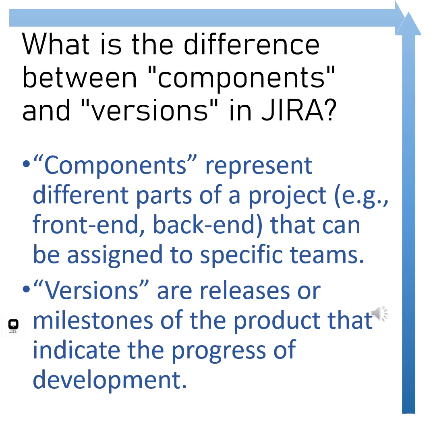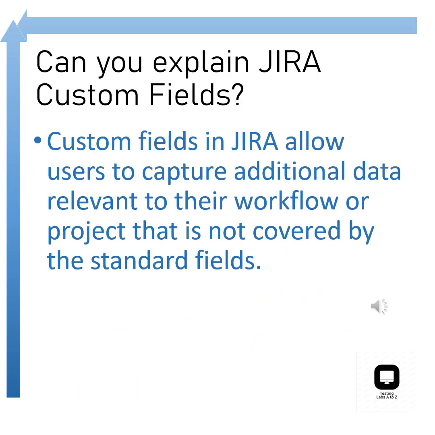What is the difference between components and versions in JIRA? Components represent different parts of a project, like front end or back end, and can be assigned to specific teams. Versions represent the releases or milestones of the product that indicate the progress of development. Can you explain JIRA custom fields? Custom fields in JIRA allow users to capture additional data relevant to their workflow or project that is not covered by the standard fields.